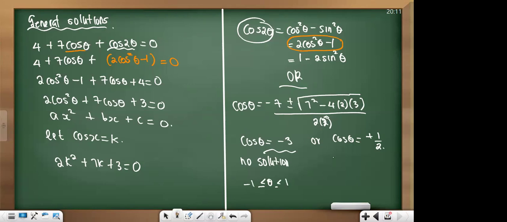And then here you can do it. Theta will be cos inverse of half, which is something that we commonly do. That will be 60. And you can now use where is cos positive? First quadrant and fourth. Then you will be done. Remember, let me just make it as a cloud.